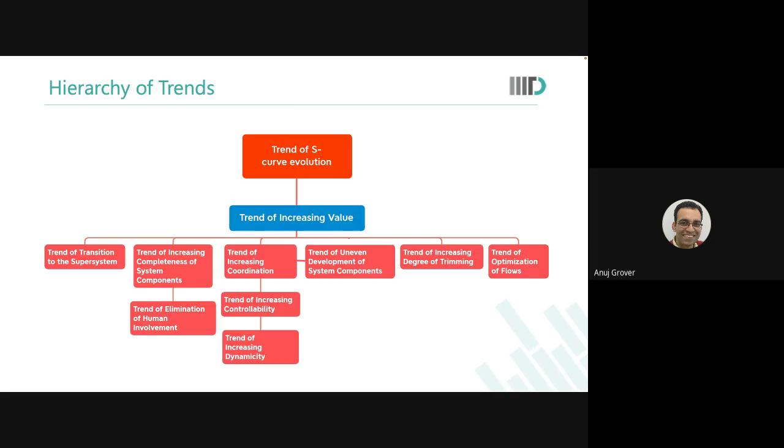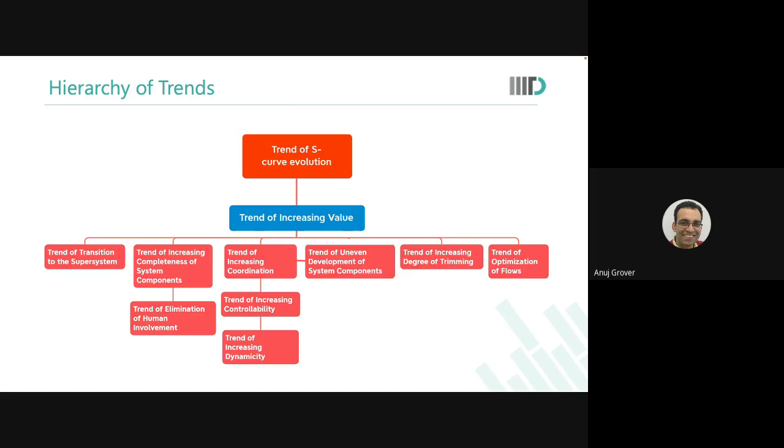Or the trend of increasing dynamicity. Making it into small pieces means I should dynamically be able to replace some part of the battery, and that gives me more control. That gives me more control means I have better coordination in different parts, and therefore I increase value. These are subtrends that lead to the trend of increasing value, which essentially means the law of S curves. Are you with me?